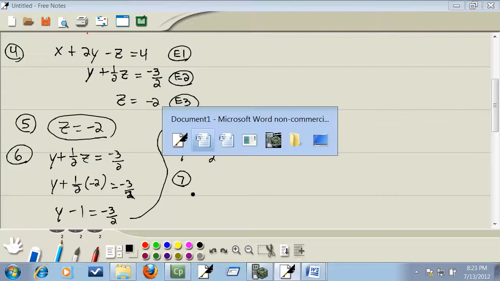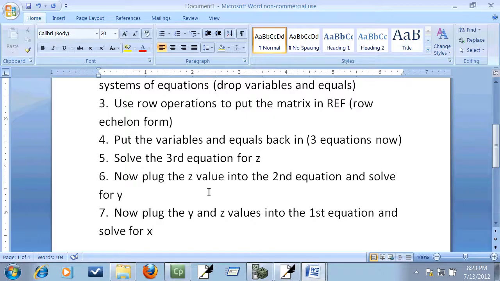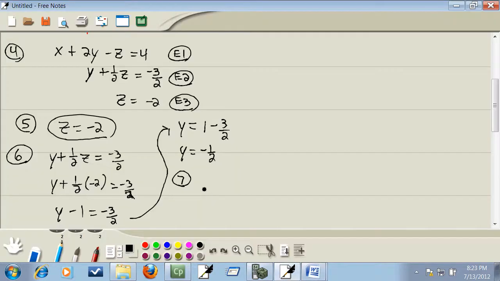Step 7. Now plug the y and z values into the first equation and solve for x. So our first equation is x plus 2y minus z is equal to 4. And x we don't know. Y we said was negative 1/2, so I'll put in negative 1/2 for the y. Minus z, which was negative 2, equals 4.